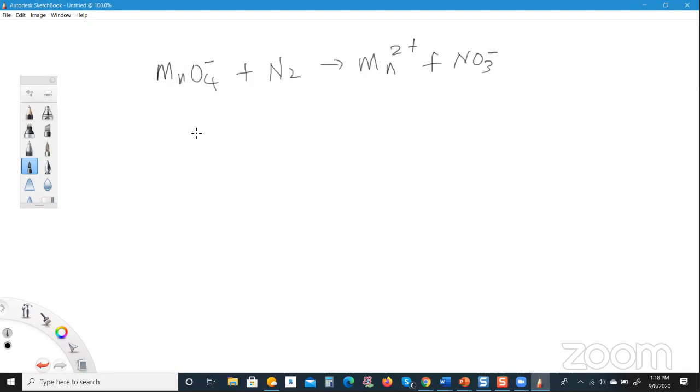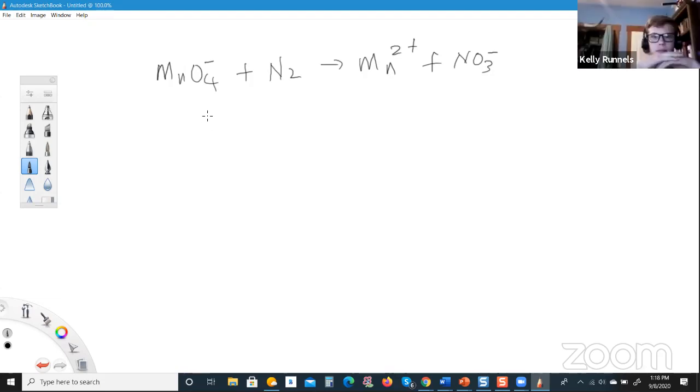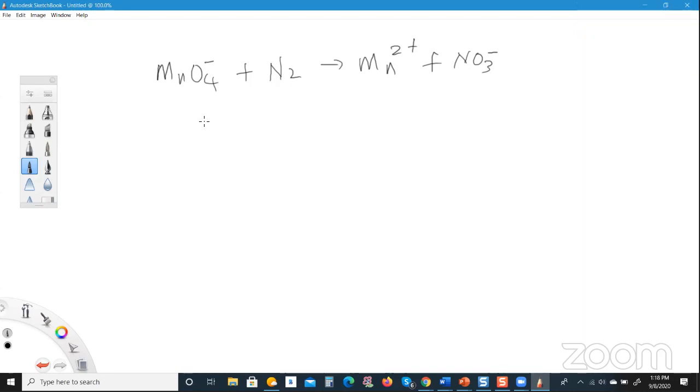So you remember what the first step is? First step is what? Anybody? Separate into the two equations. So you separate into two half equations. One half equation would be MnO4 minus to form Mn2 plus, and the other half equation is N2 to form NO3 minus. Very good.